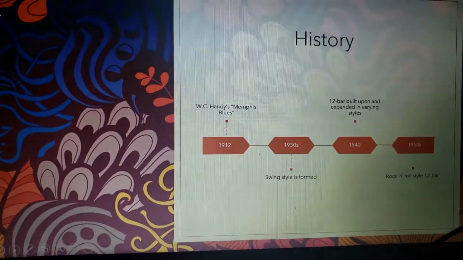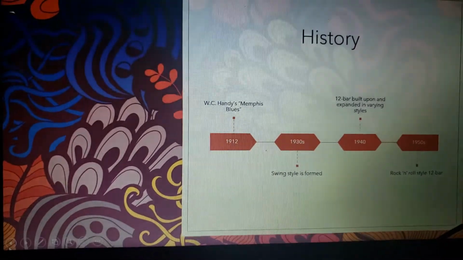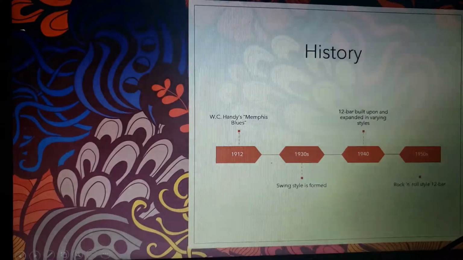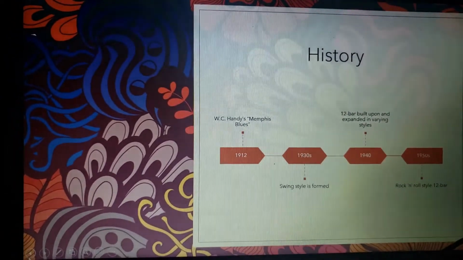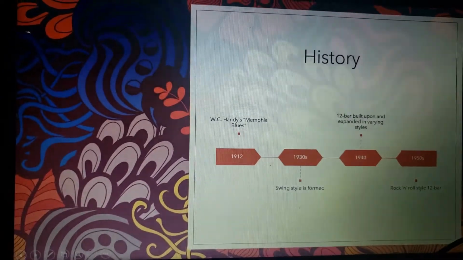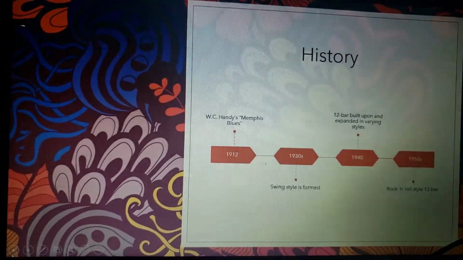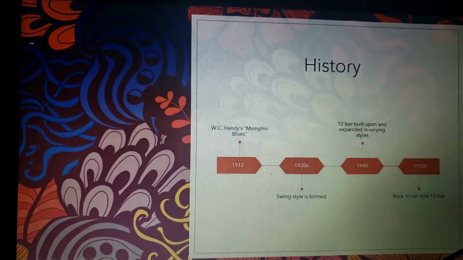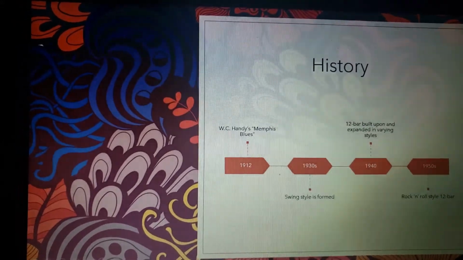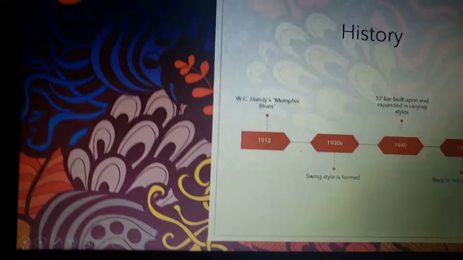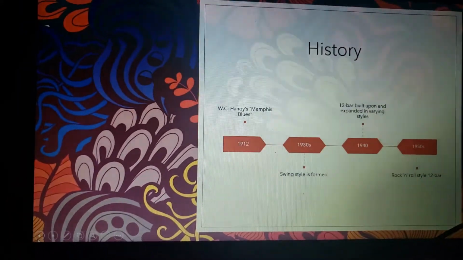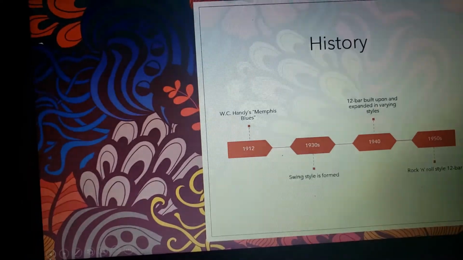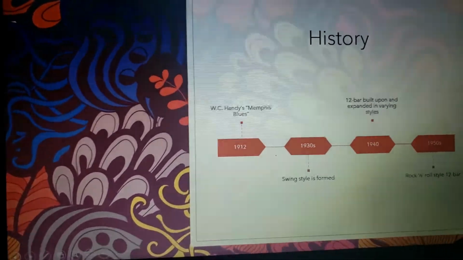So the history of the 12-bar blues is that in 1912, W.C. Handy produced the very first written 12-bar blues song. And then in the 1930s and 40s was the swing and jazz era and the blues era, in which the style was formed and expanded upon. And then in the 1950s, rock and roll took hold of it, and they produced a different style of the 12-bar blues. It was more upbeat, more major and dancey, and a faster tempo.